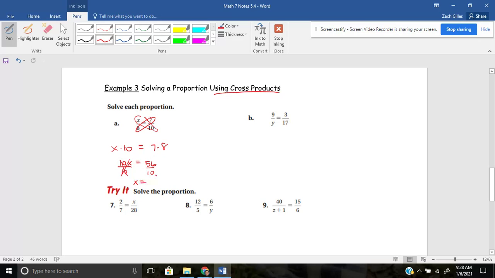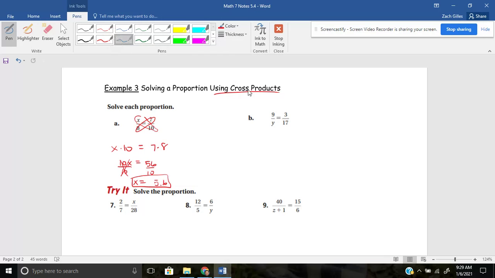Using a little mental math here, every time I divide by 10, I can just move my decimal one place to the left. So that would give me 5.6. Now, that would be a little bit tricky to do using mental math. So there's just another method that you can use.